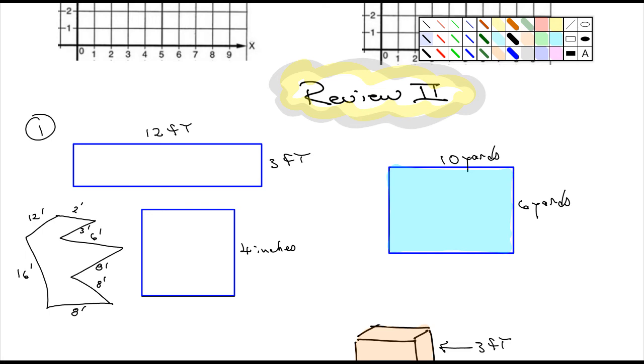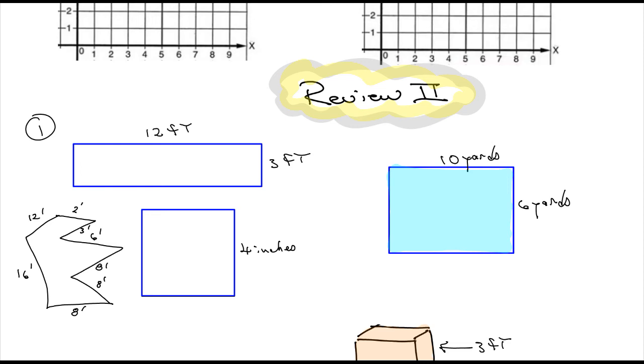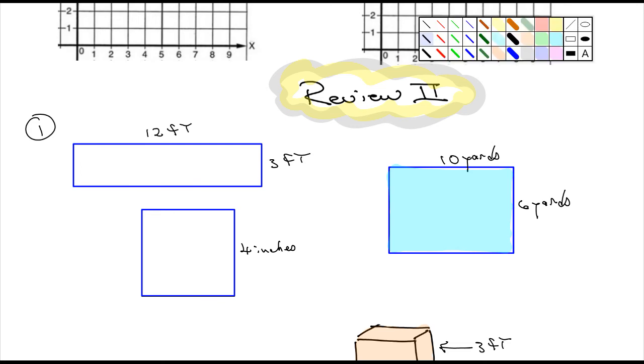Well, you would just add them all up, and that's really all you're doing in perimeter. You're just adding up the sides. So if they give you a shape and they ask for the perimeter, they're asking you to measure the sides of whatever shape it is. So 1, 2, 3, 4 sides there. If this is 12 feet, then this is going to be 12 feet. And if this is 3 feet, then this is 3 feet.